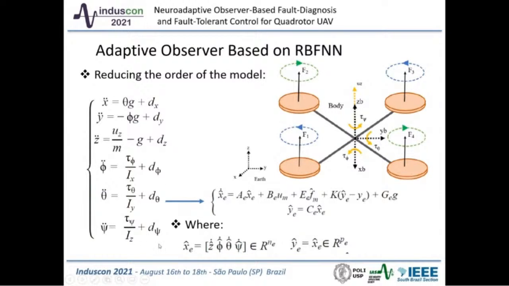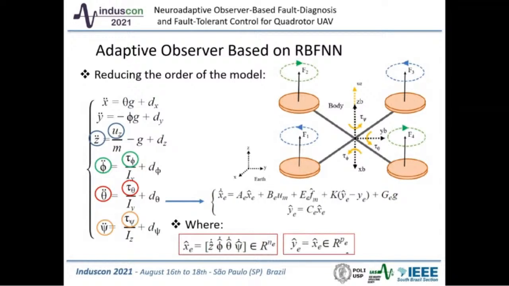It's possible to observe in this model that each element of the control signal modifies only a single state. Moreover, each state altered by the input signal is not a function of the others, there being a decoupling between them. That's the reason that allows us to use a model composed of just four states. In this case, all states are measurable.